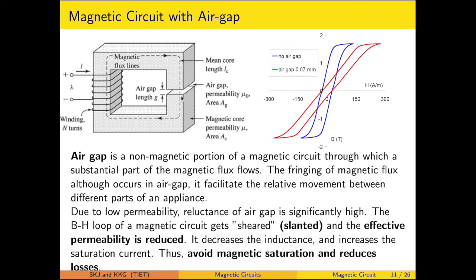Now the air gap is introduced. What we see is that because of this air gap introduction, the BH curve gets slanted slightly. When it is slanted, we will see that for the same value of H, the B value is small.